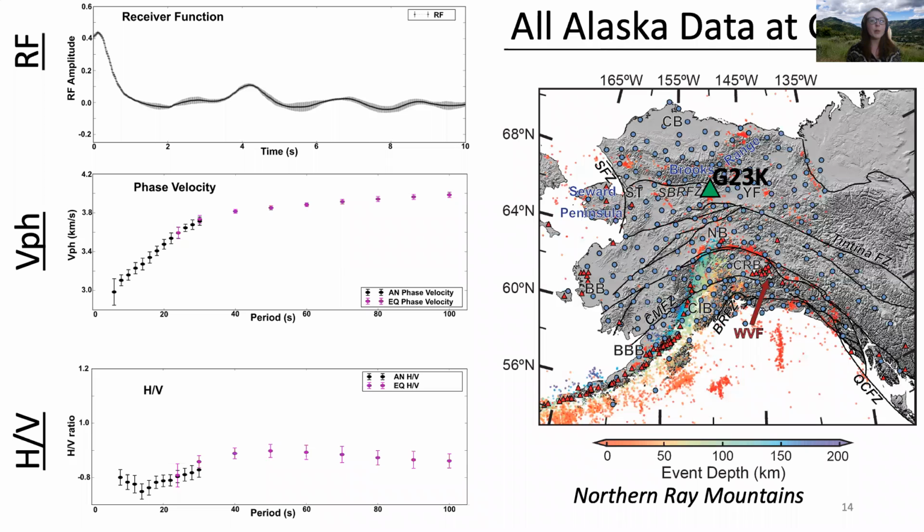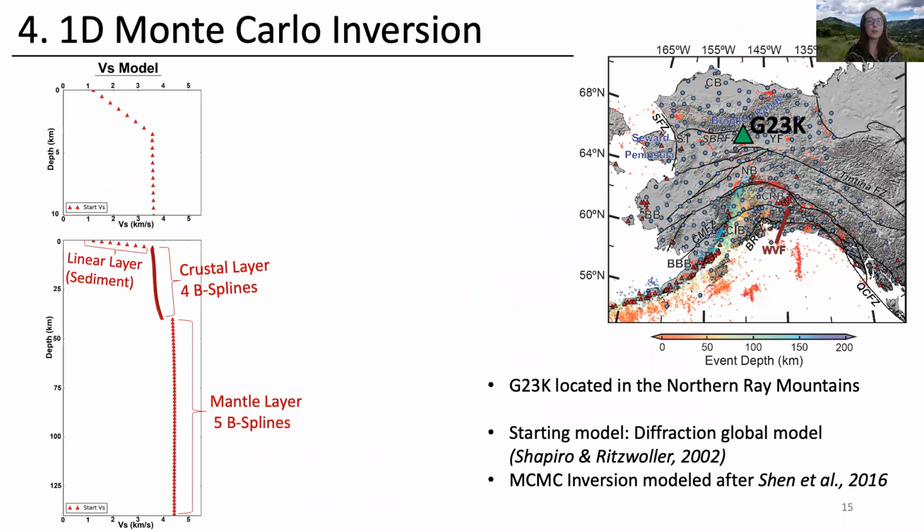To review, we have the following data for each station. We have receiver function, phase velocity, and H/V ratios, plotted here along with their uncertainties for station G23K in the northern Ray Mountains of Alaska. We use the Shapiro and Ritzwoller 2002 global diffraction model for our starting model, shown here in red as shear velocity versus depth. In the upper plot, we are showing the upper 10 kilometers, and in the lower, we are showing the upper 150 kilometers of the Earth.